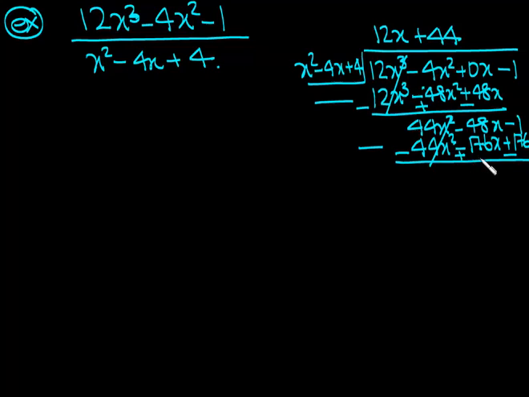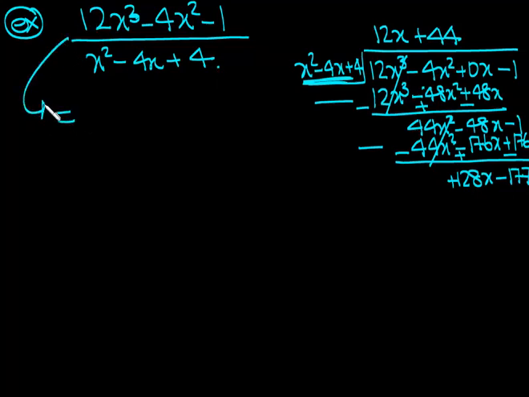So I end up with 136 minus 8, which is 128. So we get 128x minus 177. Okay. So there's nothing I can multiply this divisor by to get 128x. I'm done. So this problem now can be written as this.